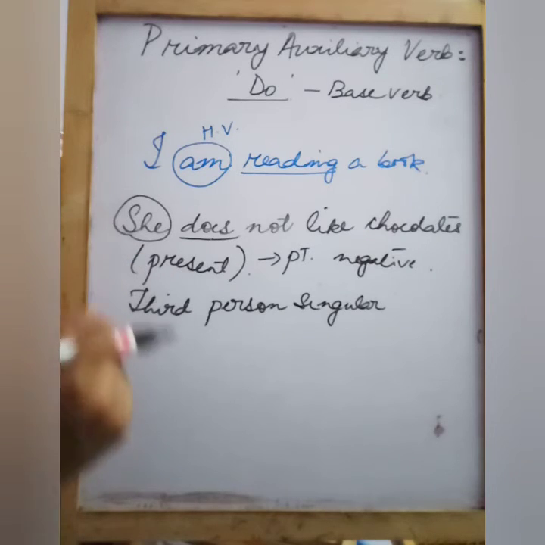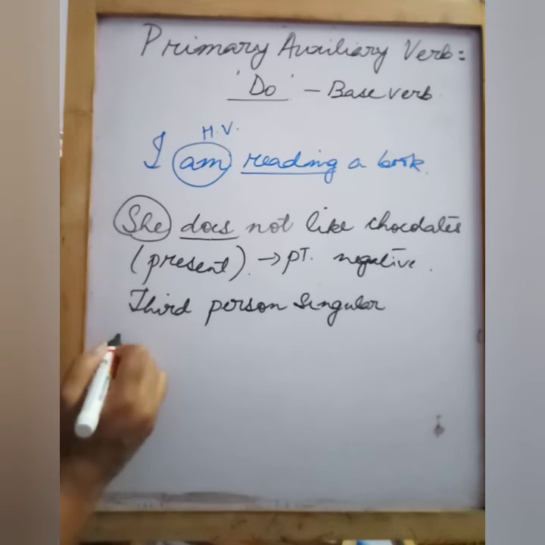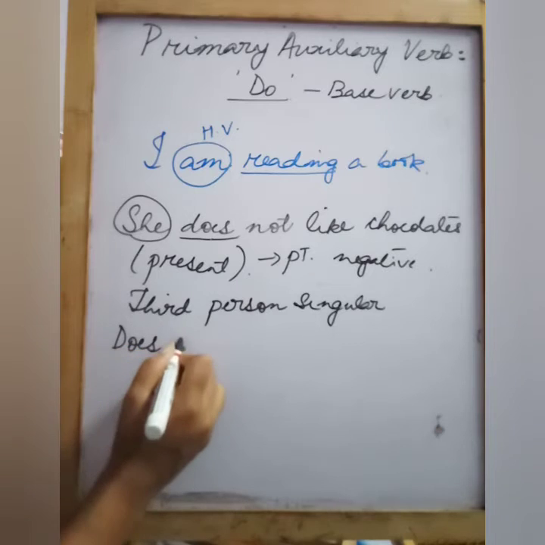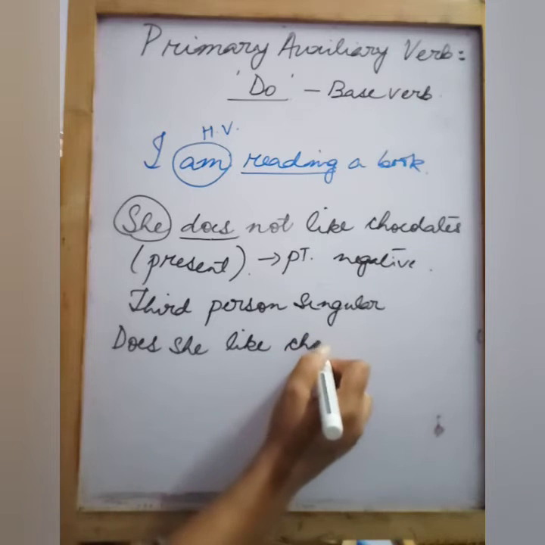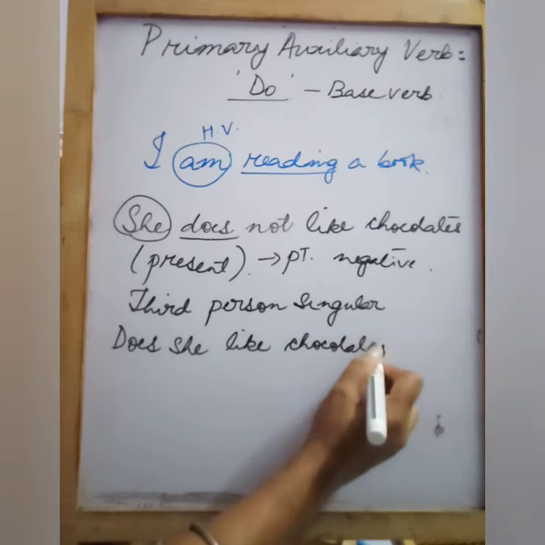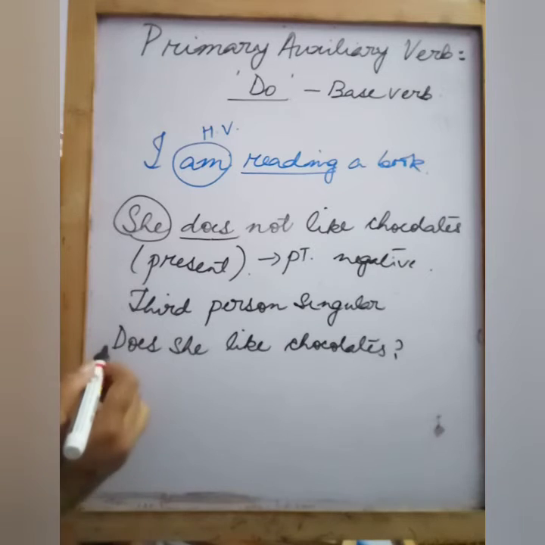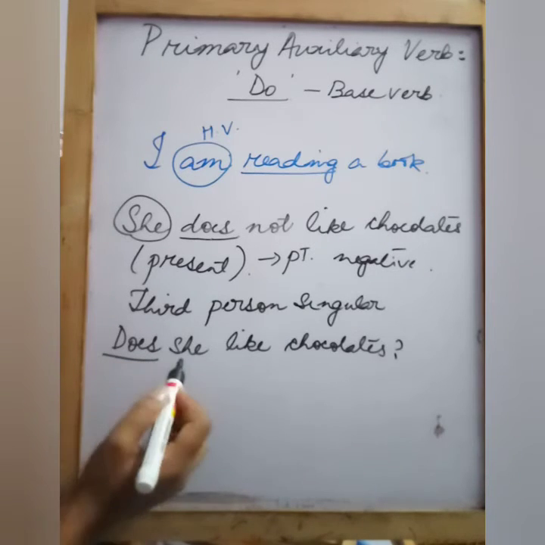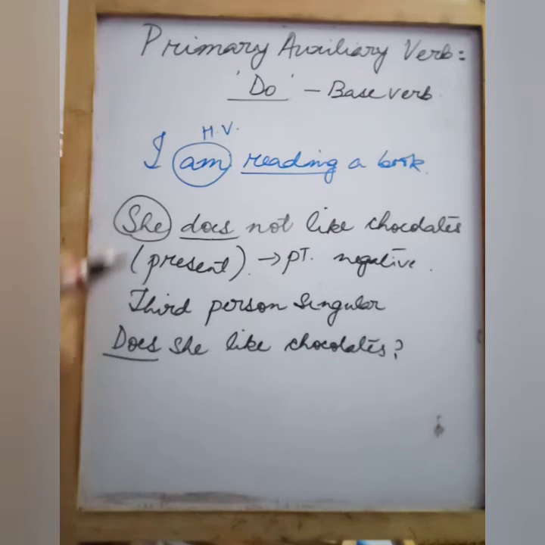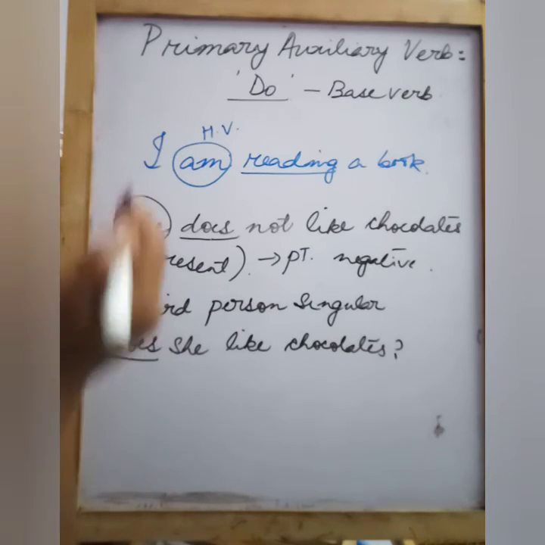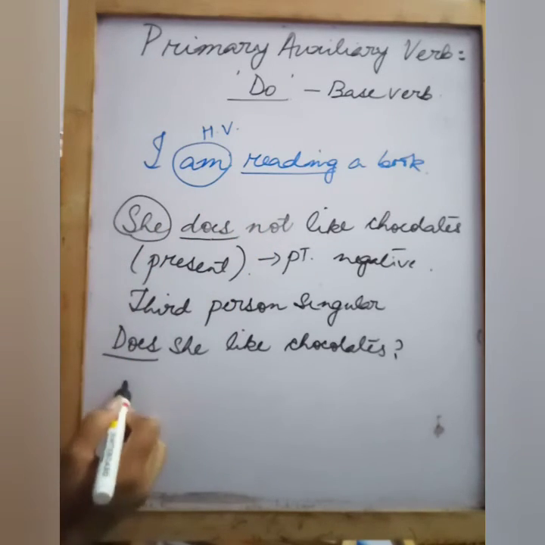Now suppose I want to change it into an interrogative sentence. What will I write? Again, does she like chocolates? Question mark. Fine. See here again we are using the form of do, does, because this is the third person singular, isn't it? So this is the use of does. Now say I want to use did in the past tense. This is also a form of do, did. I can use it how?